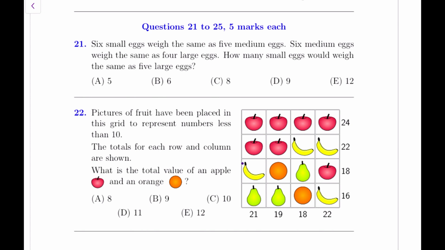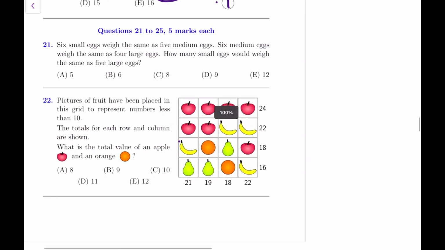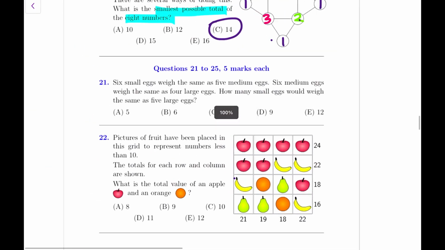In this section, we will be solving question number 21 to 25, which are 5 marks each. And since this is section 3, these questions are a little bit more tricky than the previous questions. So do be ready to have a little bit more working out and explanation to find the answer.